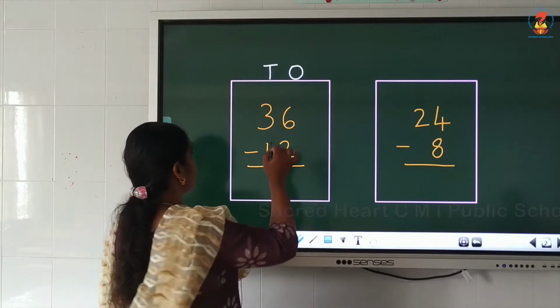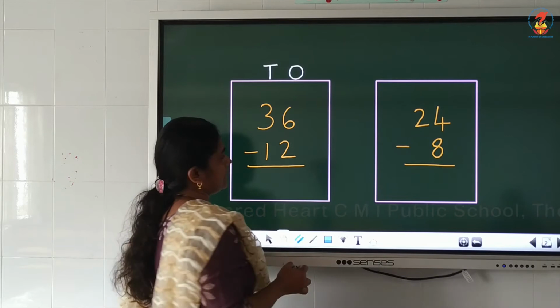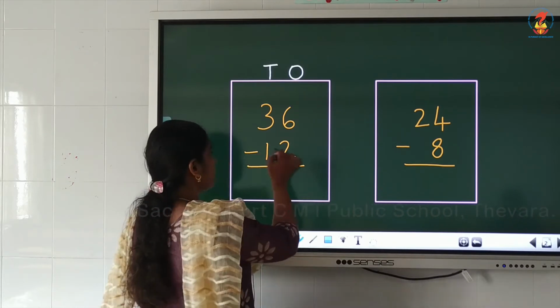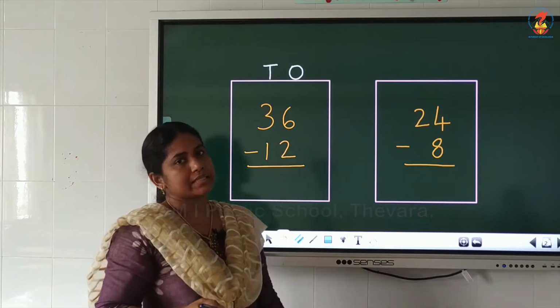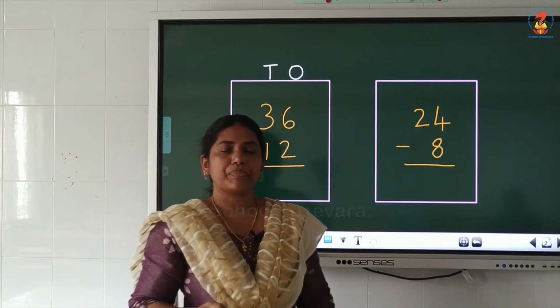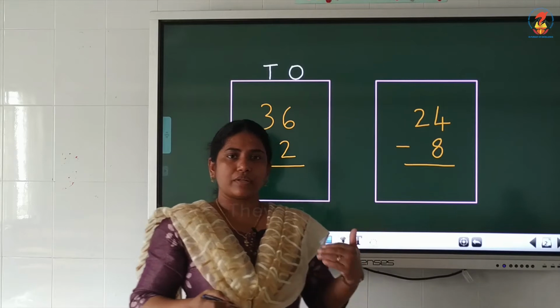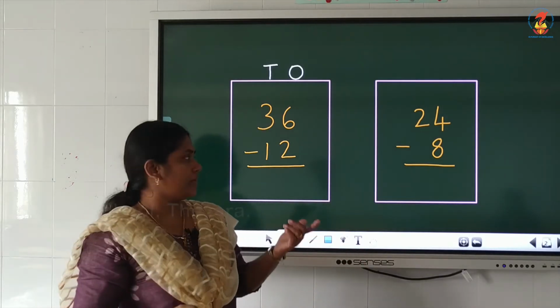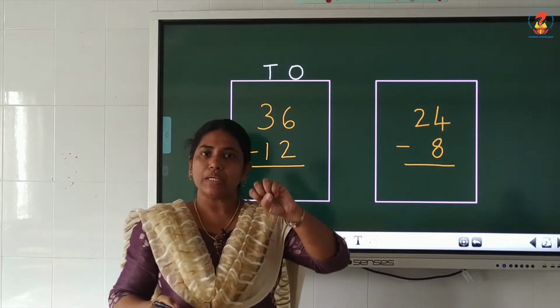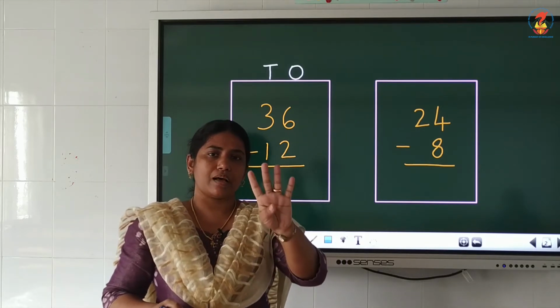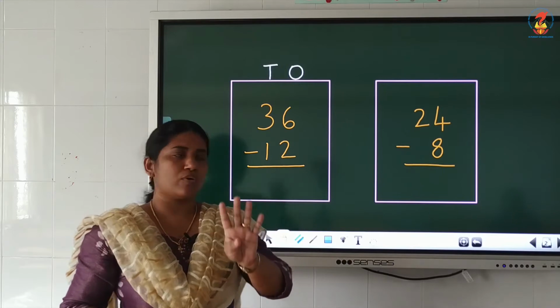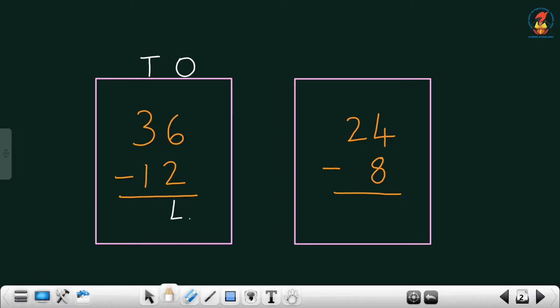Okay, so which numbers are here in the ones place? 6 minus 2. We want to subtract 2 from 6. How will we subtract, children? We will start counting after the small number up to the bigger number. So after 2: 3, 4, 5, 6. How many fingers am I raising now? 4. We will write 4 at the ones place.